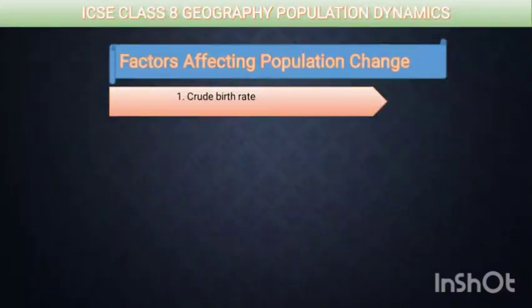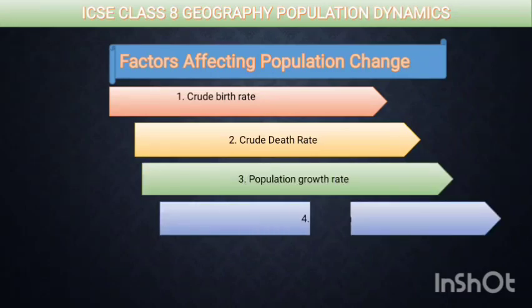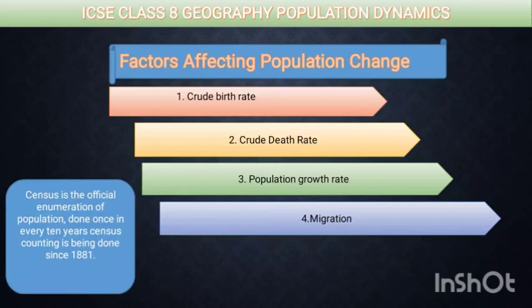What are the factors affecting population change? Population changes day by day. The factors are crude birth rate, crude death rate, population growth, and migration. One more thing you should know before discussing the factors is the census. What is census? Census is the official data of population, done once every 10 years. The first census data started in 1881.